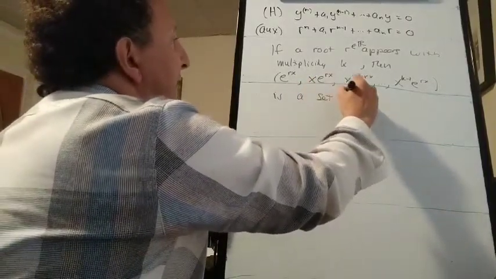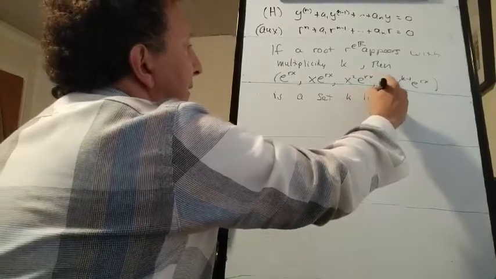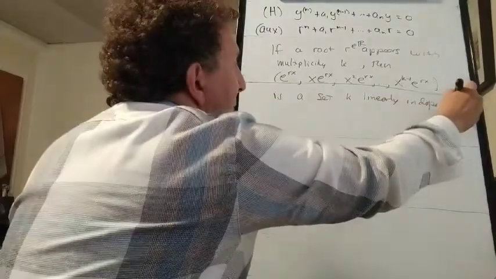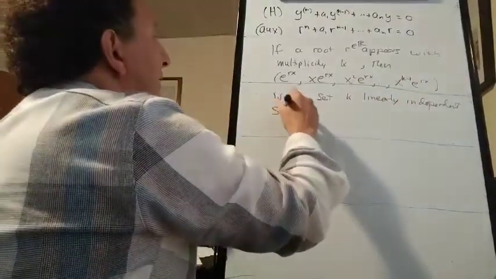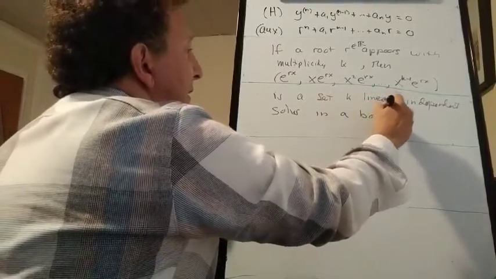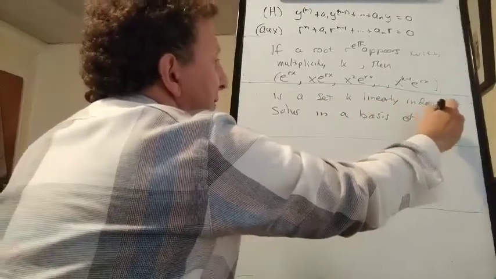So this is a set of k linearly independent solutions in a basis of the solution space.